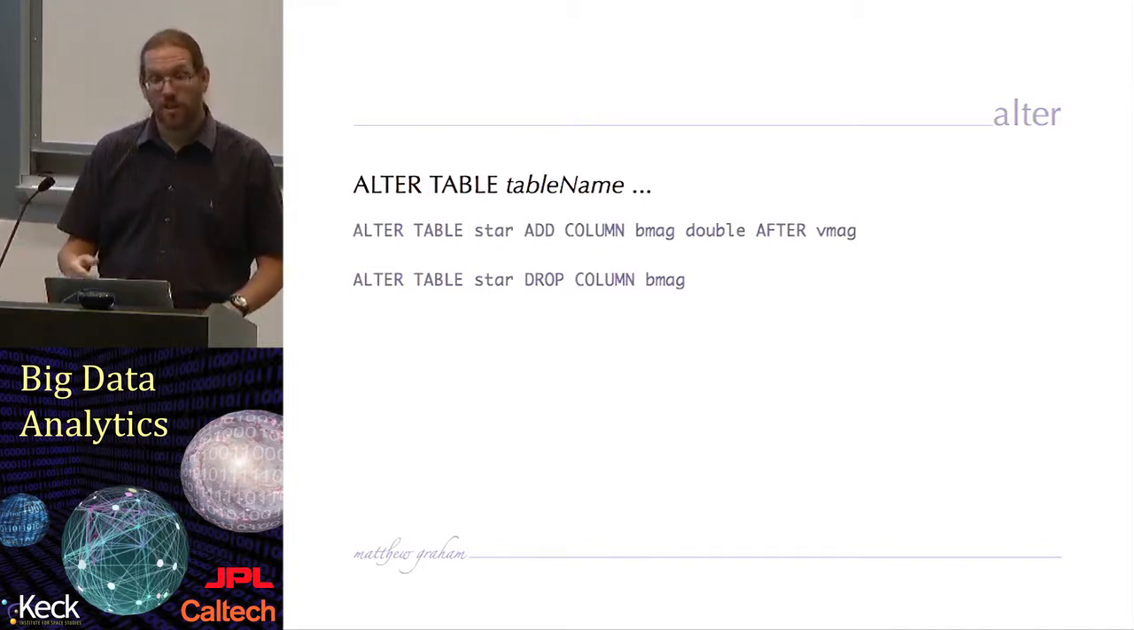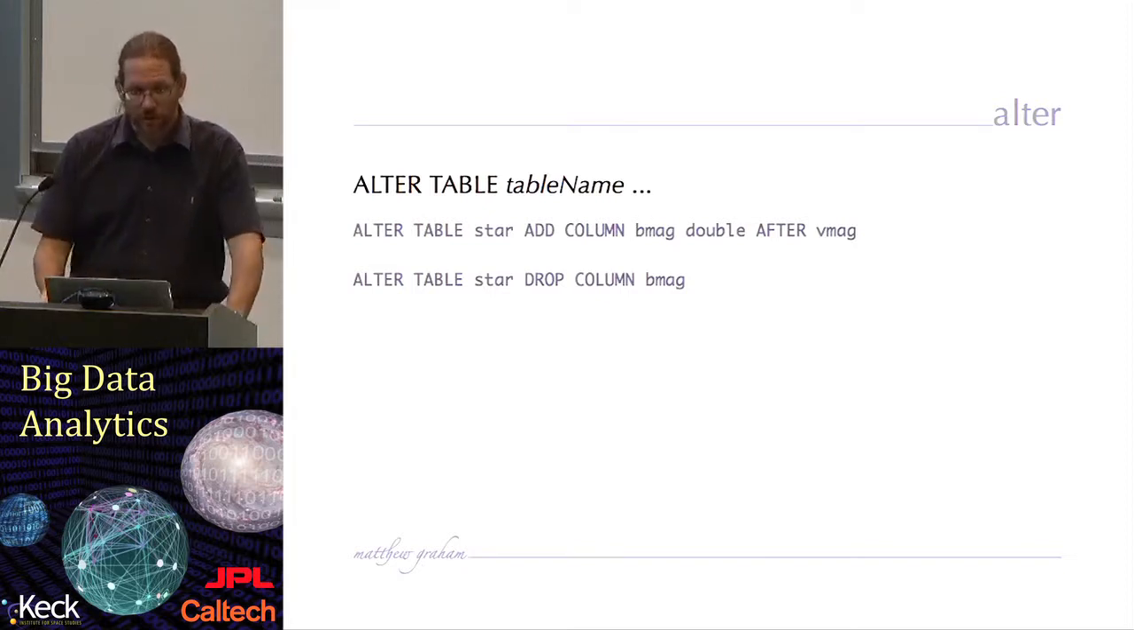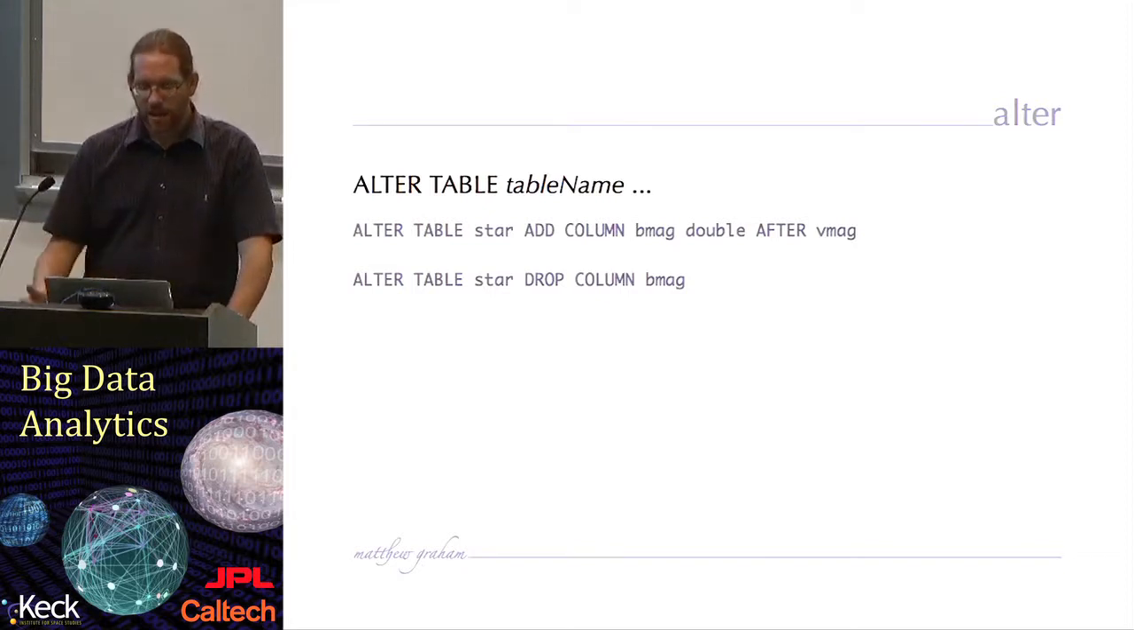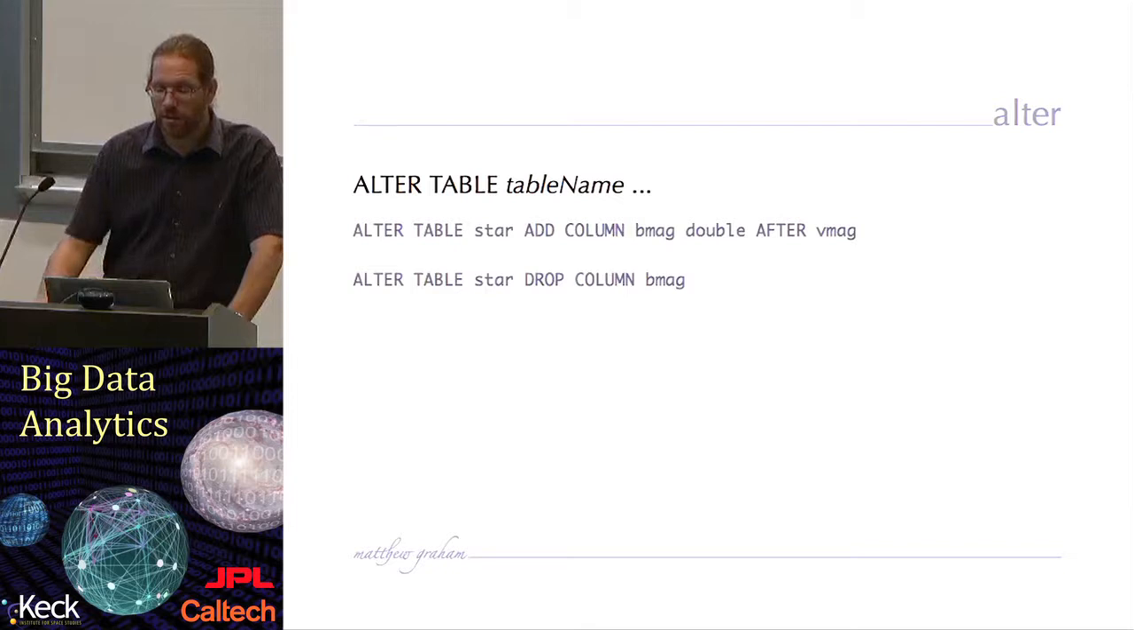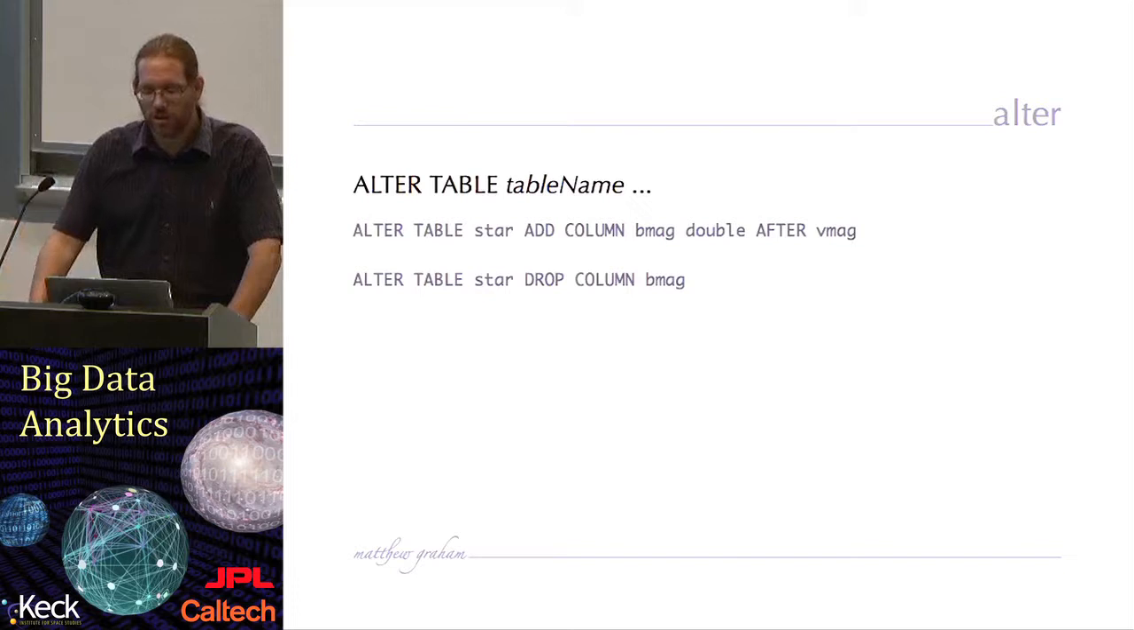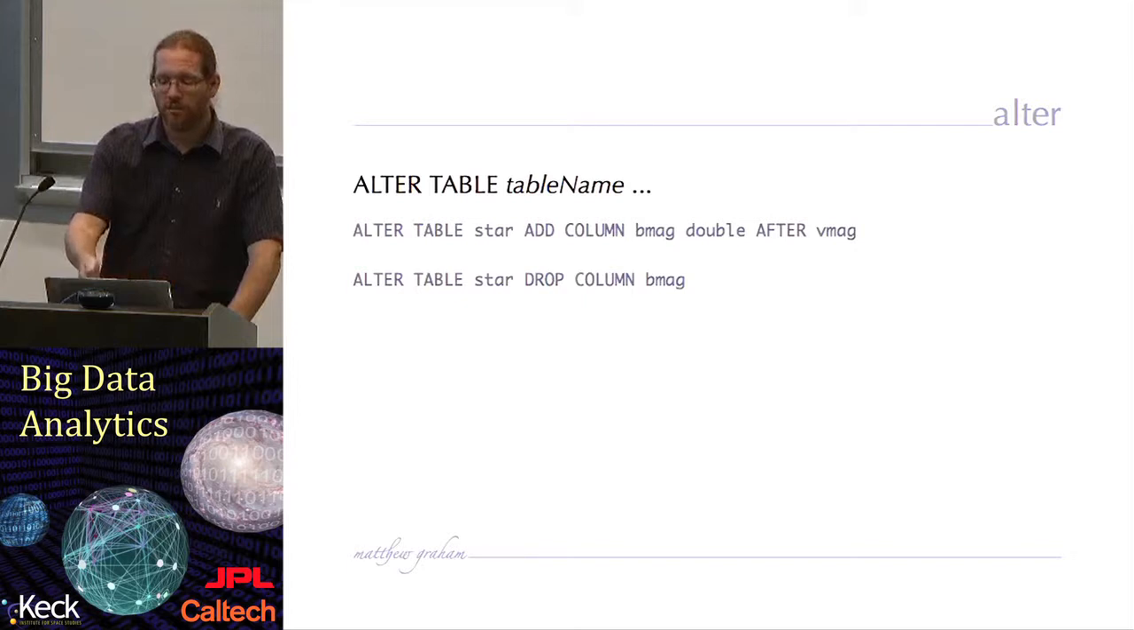The syntax for this is the alter SQL command. Alter table, table name, and then the operations you want to make to change the table. Let's say that I want to add a column called B magnitude to my star table that we introduced last time, and I want to put it after my V magnitude. That's the purpose of this first command there. So I'd alter table star, add column, the column that I'm adding, B magnitude, the data type of that column, a double in this case, and I'm adding it after the V magnitude.